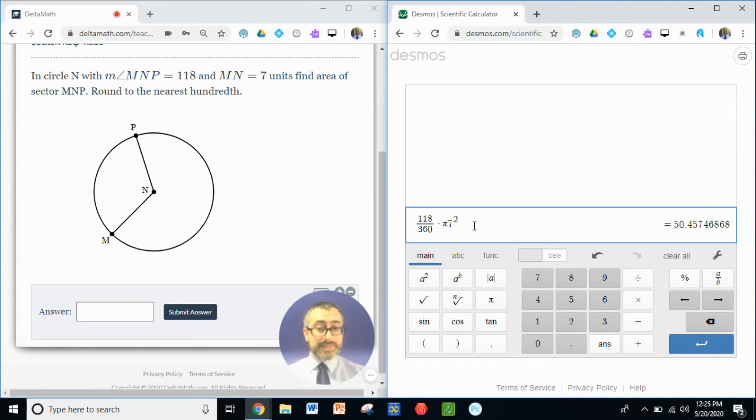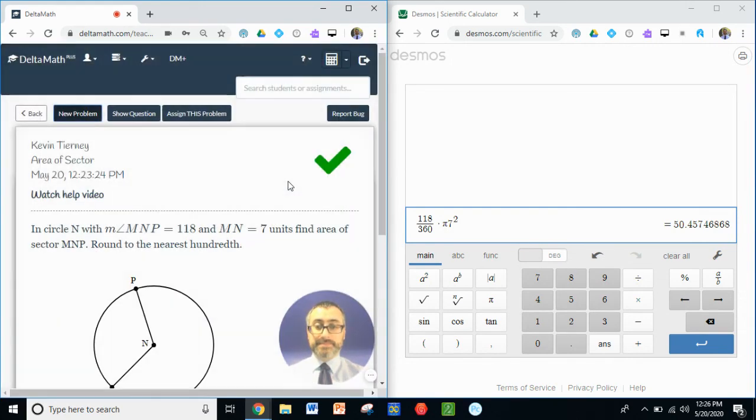Once all of this is typed into my calculator, the part, 118 out of 360, of the multiply, the whole, pi radius squared, it gives me a final value for the area of the sector, 50.45746868, which I need to round to the nearest hundredth. Using my rounding rules, I'm going to write my final answer as 50.46. That 7 that I cut off bumps up this 5 to a 6. Excellent. Let me know what your questions are, and good luck.